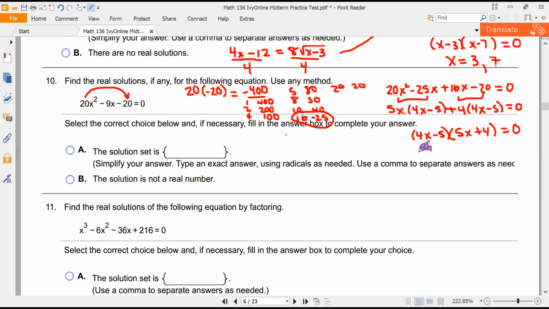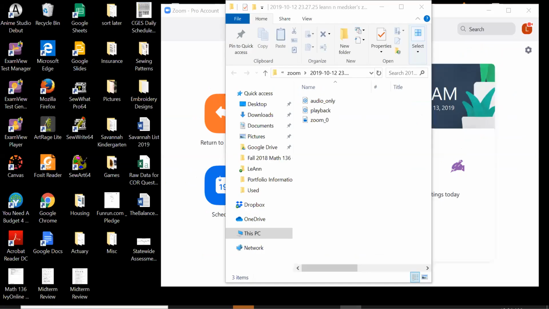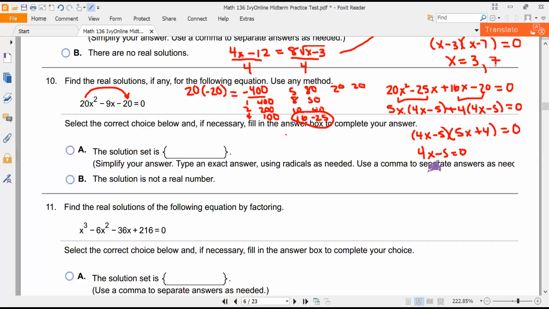Then we set each of these equal to 0 to solve. I'll do one of them, and then the other one will be pretty apparent. You add 5 over and divide by 4. Sorry, my pen has too much ink. It has to think sometimes. So 4x equals 5, x equals 5/4. So one of the solutions is 5/4. This one would be subtract 4 and divide by 5. So negative 4/5, comma, 5/4. Type in exact answers, not decimals, radicals if needed, commas to separate as needed.